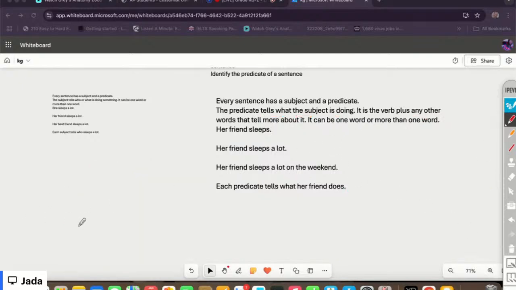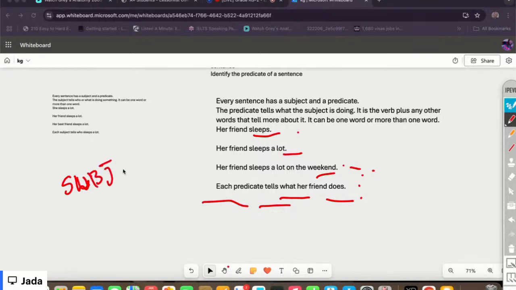So you need to note that each predicate tells what her friend does here, because we have her friend sleeps a lot, her friend sleeps a lot on the weekend. So the predicate in general tells us what her friend is doing. So every sentence that you make would have a subject and predicates.